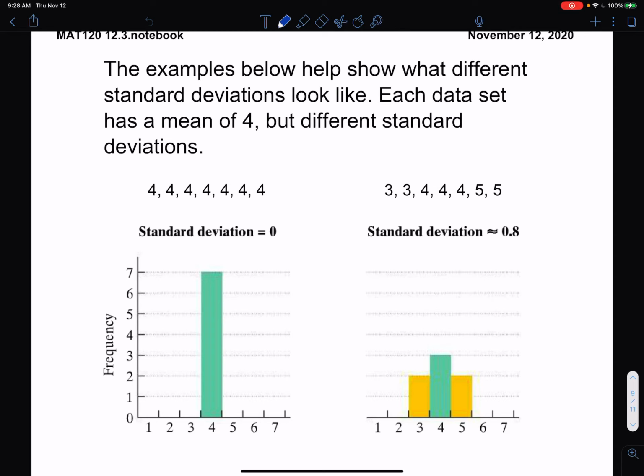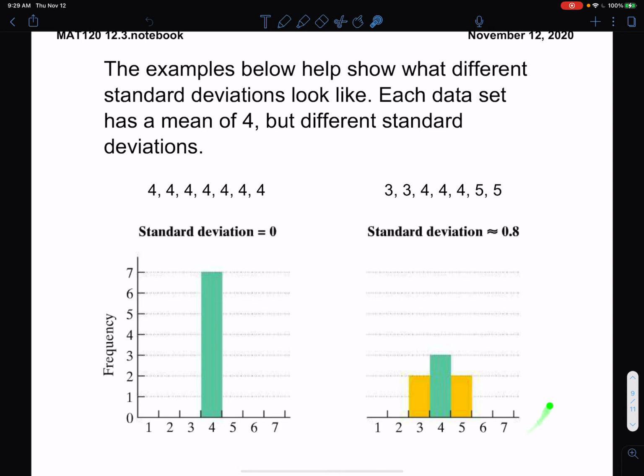The examples below help show what different standard deviations look like. Each data set has a mean of 4, but different standard deviations. So if we look at this top left one, we can see that all 7 of the data items are 4, and that the standard deviation is 0. So if we look at the histogram, we can see that literally all of those data items are 4. We just have that one bar.